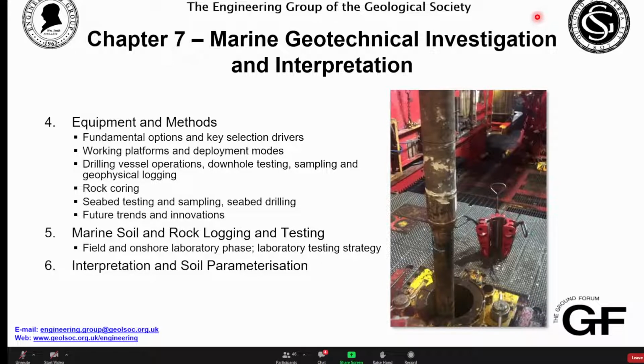It will then touch on some of the future trends and innovations, just to make sure that the book is sufficiently future-proofed, and then some discussions on marine soil and rock logging, and then testing. So what sort of testing can be done, how would you develop a laboratory testing strategy for different types of development? And how do you interpret those data and parameterize the conditions so that you can use the information you've gathered for robust design purposes?